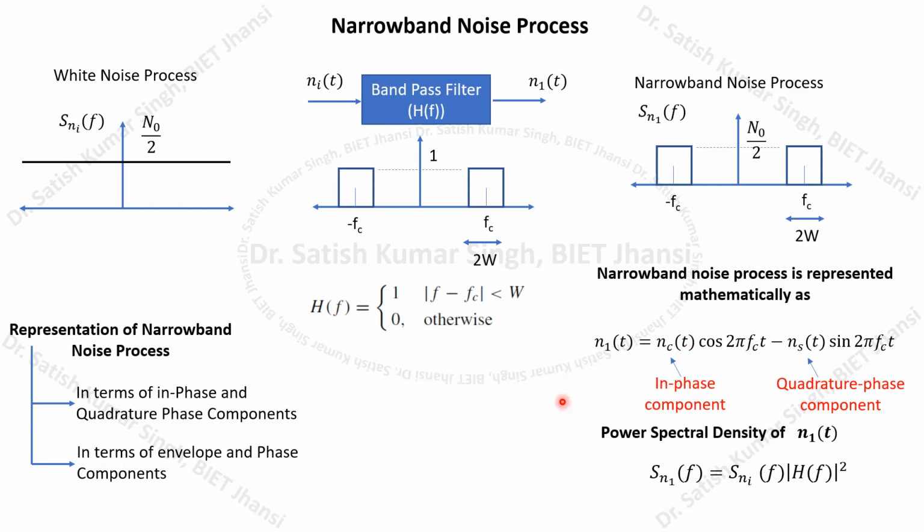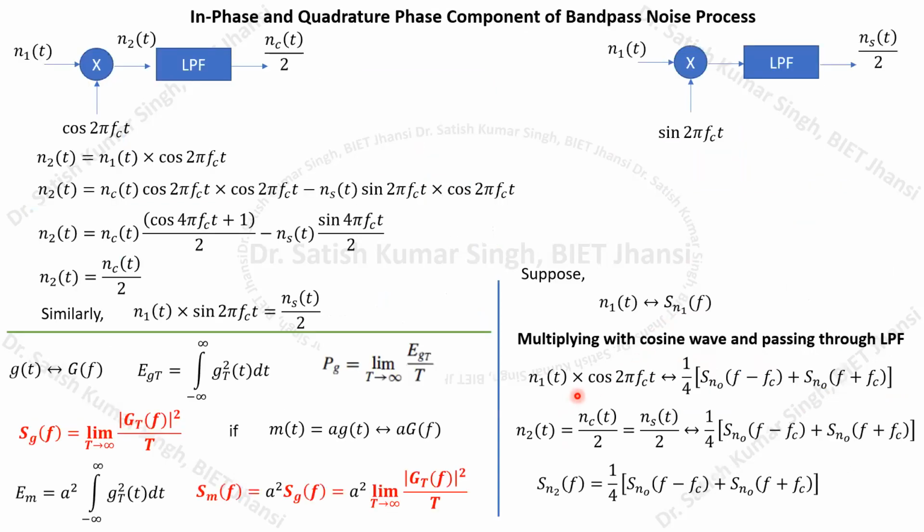So I will be discussing how to calculate this nc(t) or ns(t). Suppose we wish to calculate nc(t), we have to follow this particular procedure. This n1(t) has to be first multiplied with cos 2πfct, and then the resultant signal, if we pass it through a low pass filter of appropriate cutoff frequency, we will be able to extract this nc(t).